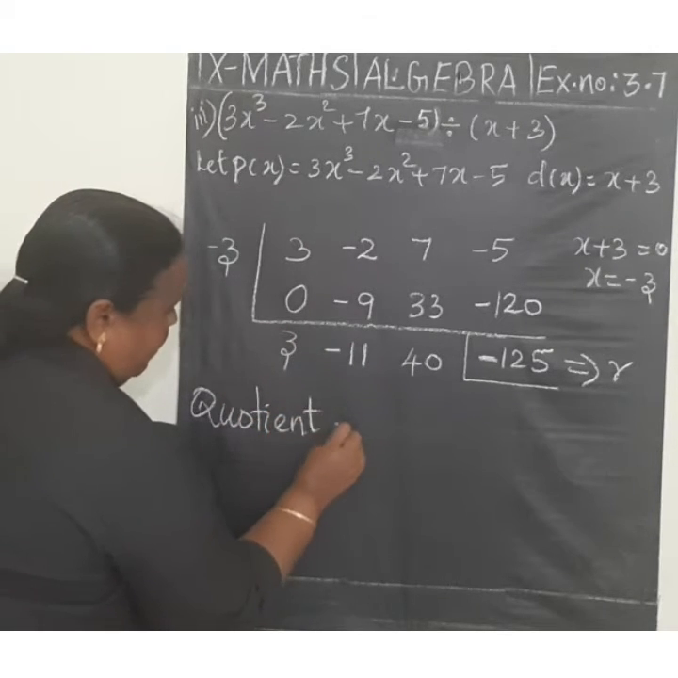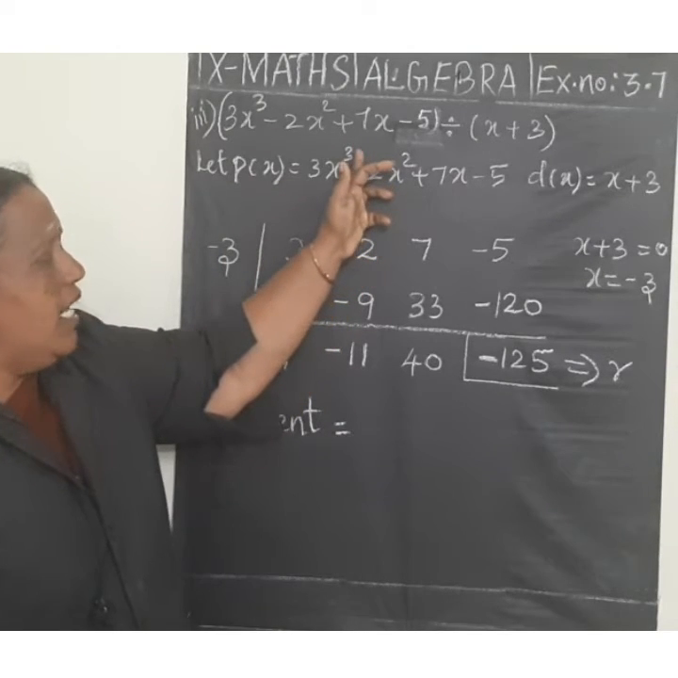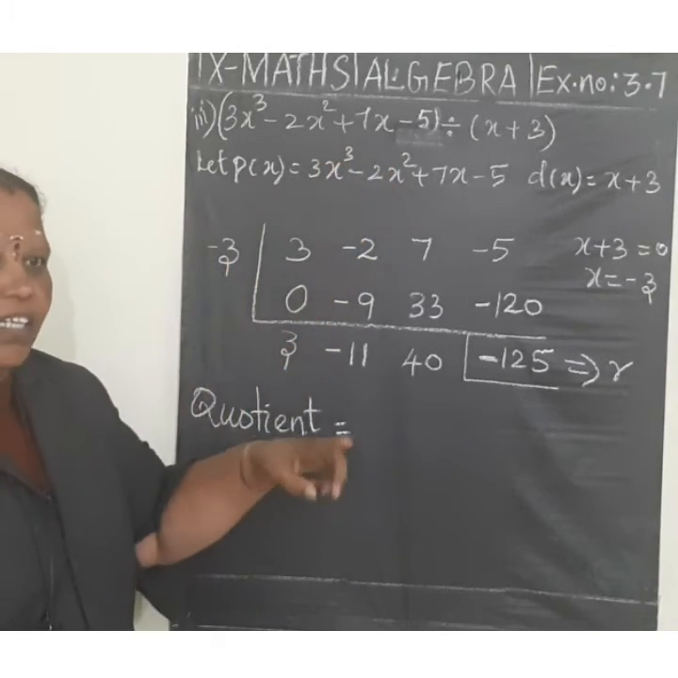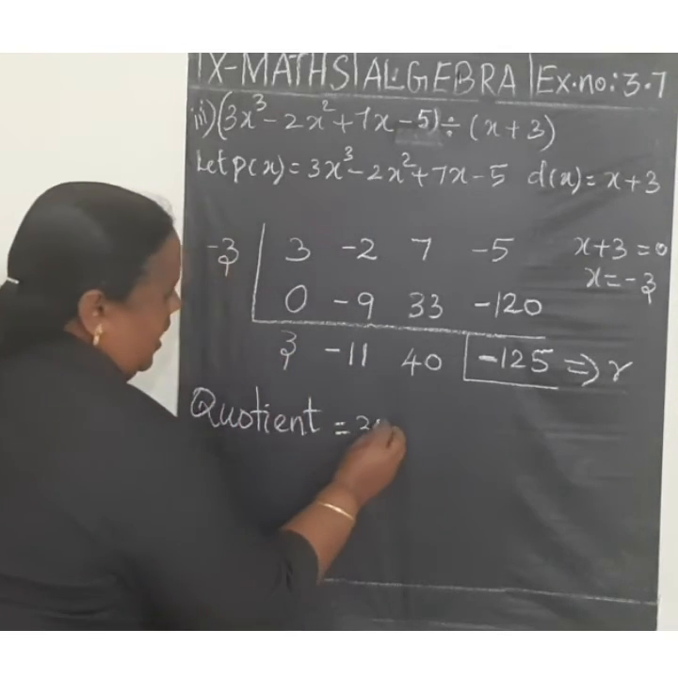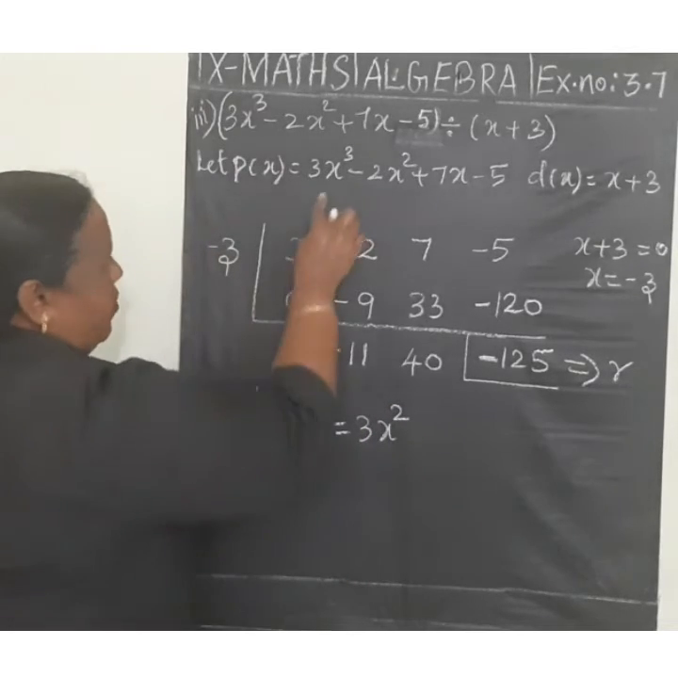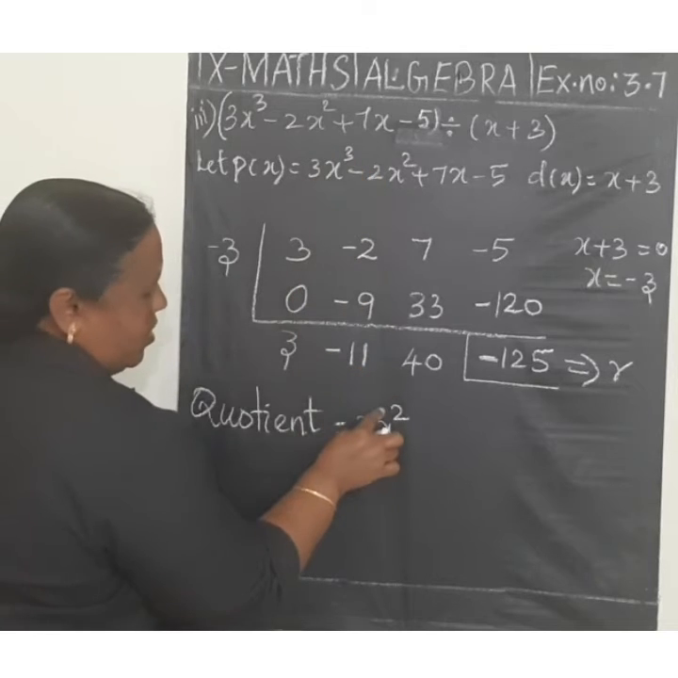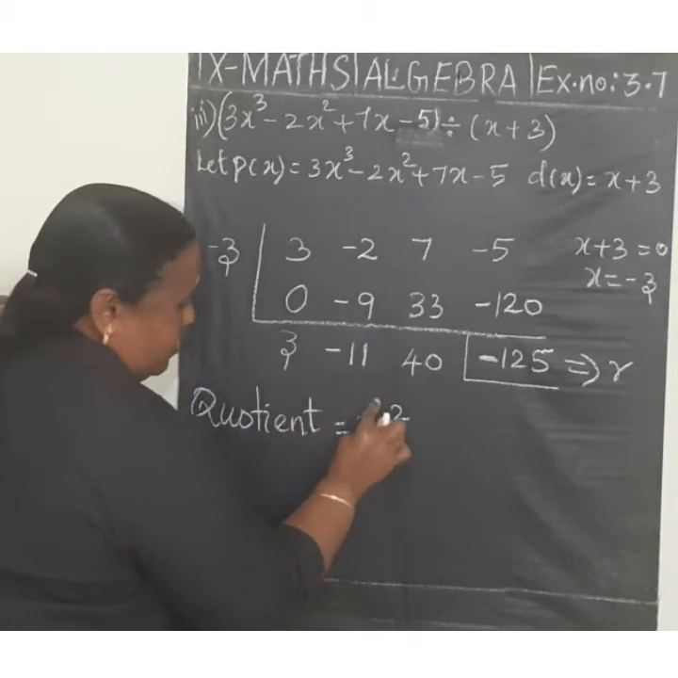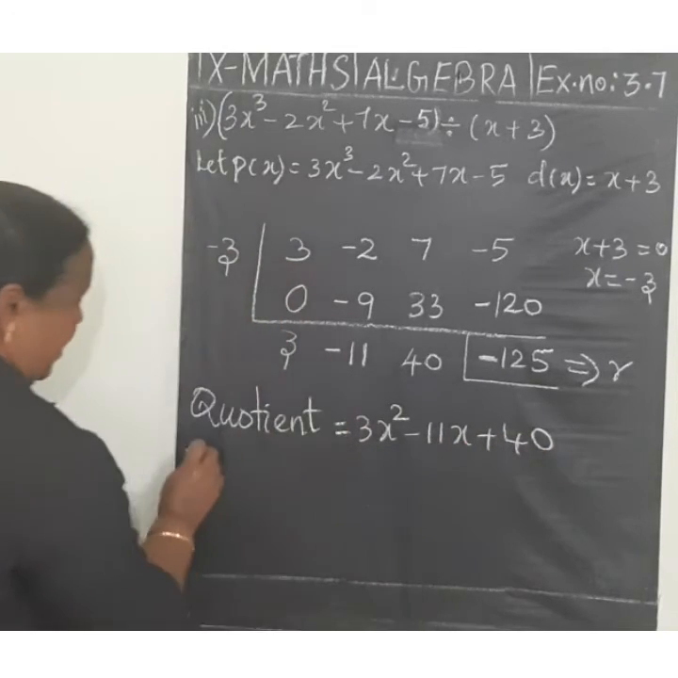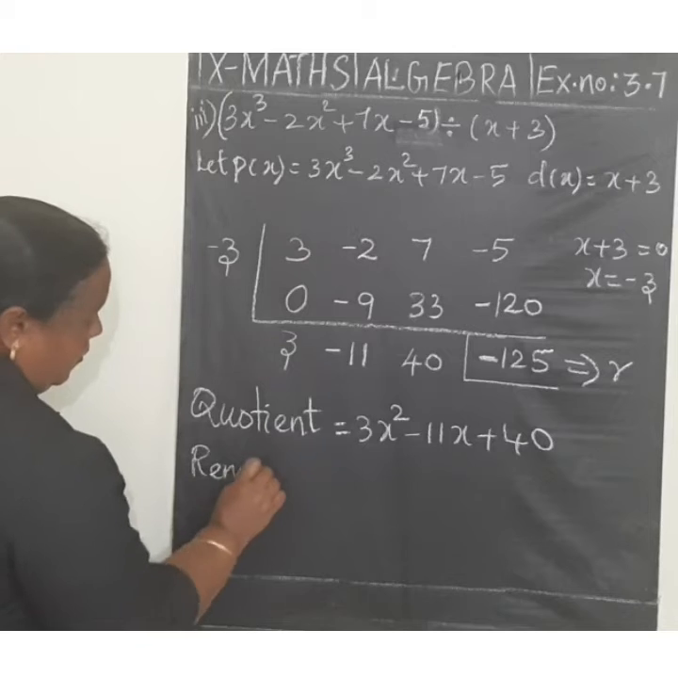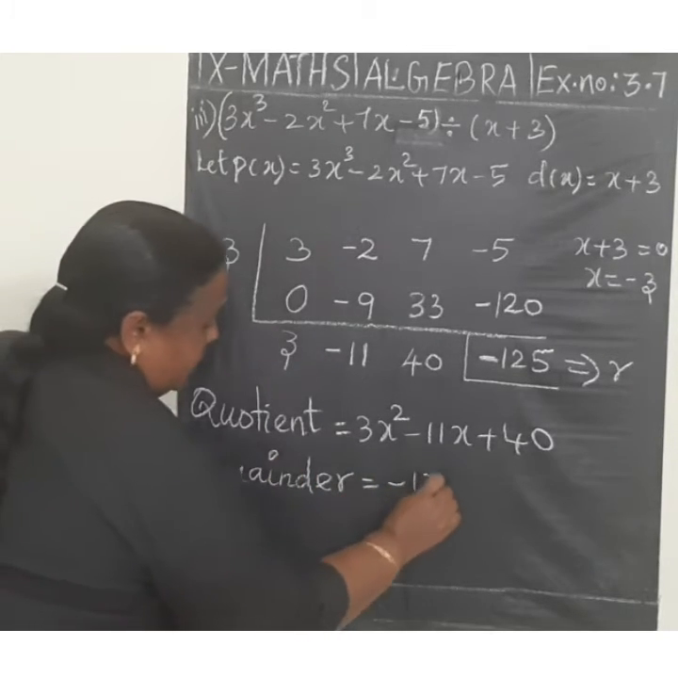So the quotient is equal to, here we have to see the highest power given in the polynomial, which is 3. So we have to reduce it by 1 and then write the quotient. So here the first number is 3. So we have to write 3x square, because the highest degree given in the polynomial is 3, so we start with x square. So 3x square minus 11x plus 40 is the quotient. Then the remainder is equal to minus 125.